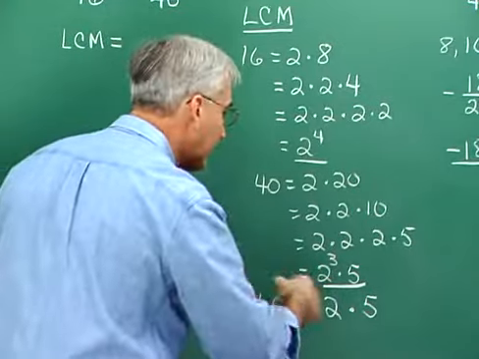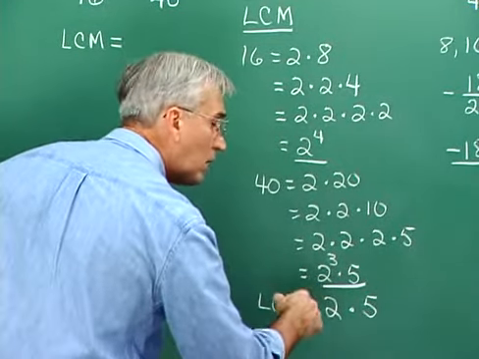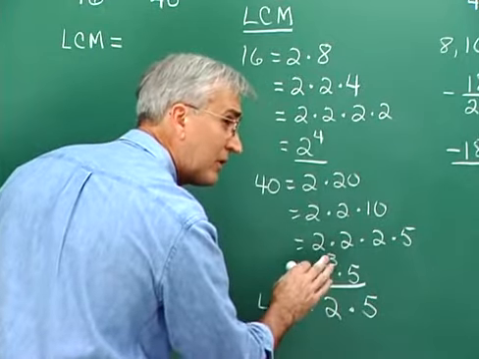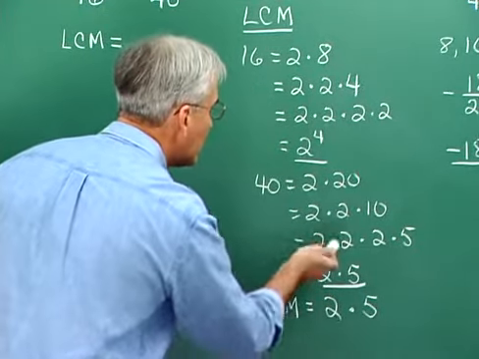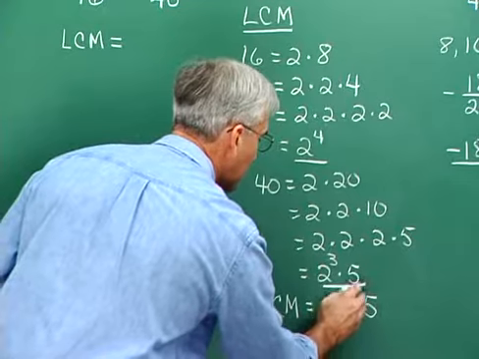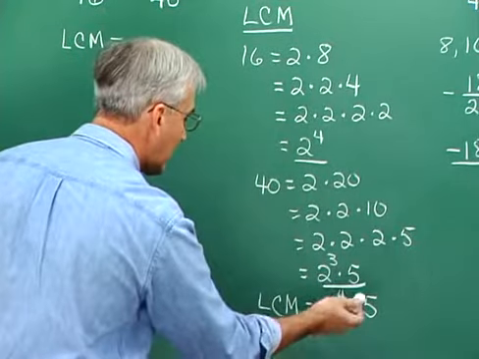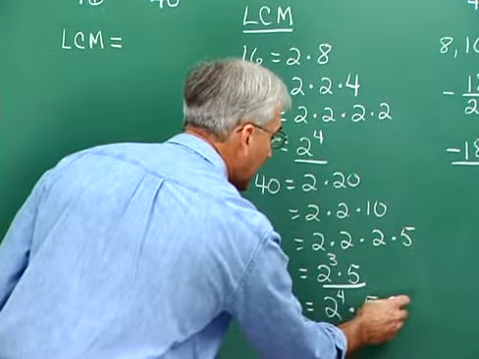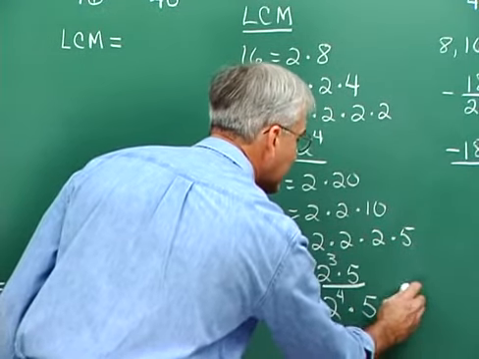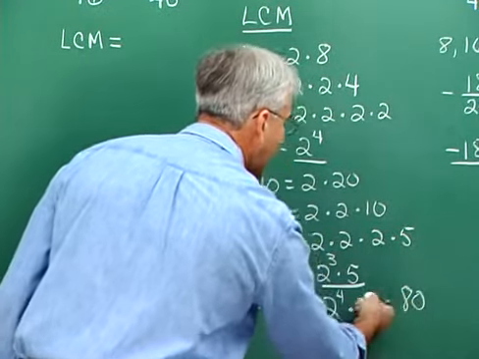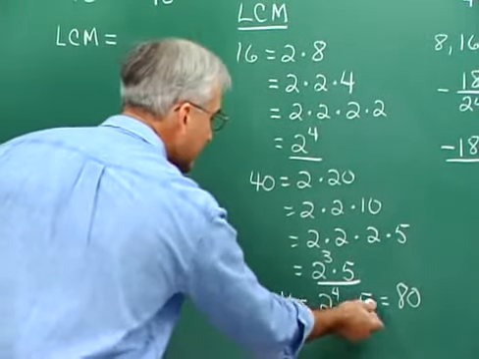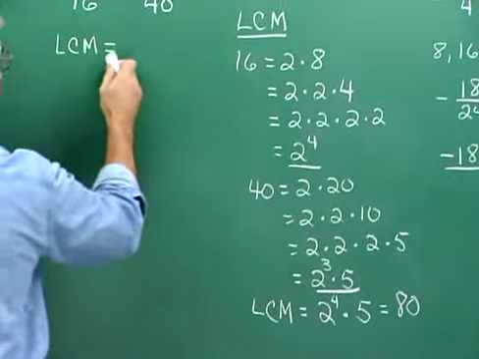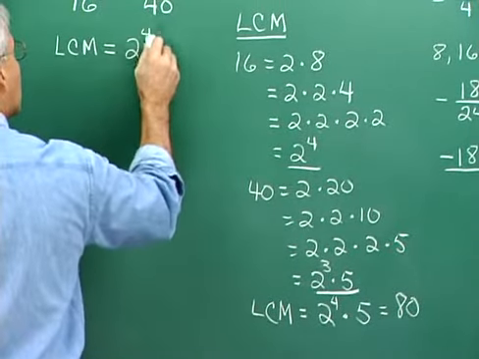And it turns out that for the least common multiple, we want to identify the most number of times that any common factor may appear. So 2 appears 4 times, the most number of times. So our least common multiple is 2 to the 4th times 5. Now when we multiply this out, it turns out to be 80. We can write it simply as 80, or we can leave it in this factored form. So our least common multiple is 2 to the 4th times 5.